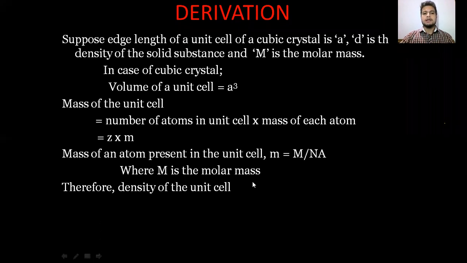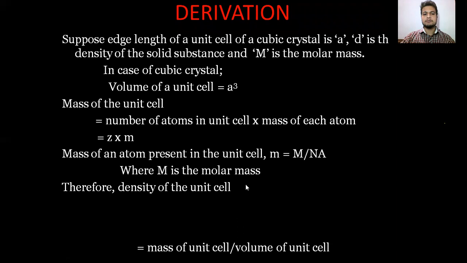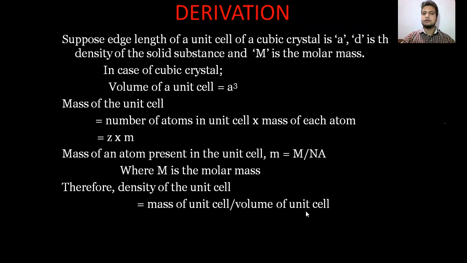Hence, what will be the density? Density is nothing but the mass of the unit cell by the volume of the unit cell. The mass of the unit cell is Z into m, and the volume of the unit cell is A cube. So density is Z into m by A cube. Now m has a particular value: the mass of one atom is the molar mass by Avogadro's number. So D, the density, will be equal to Z into M by Na, with A cube in the denominator.